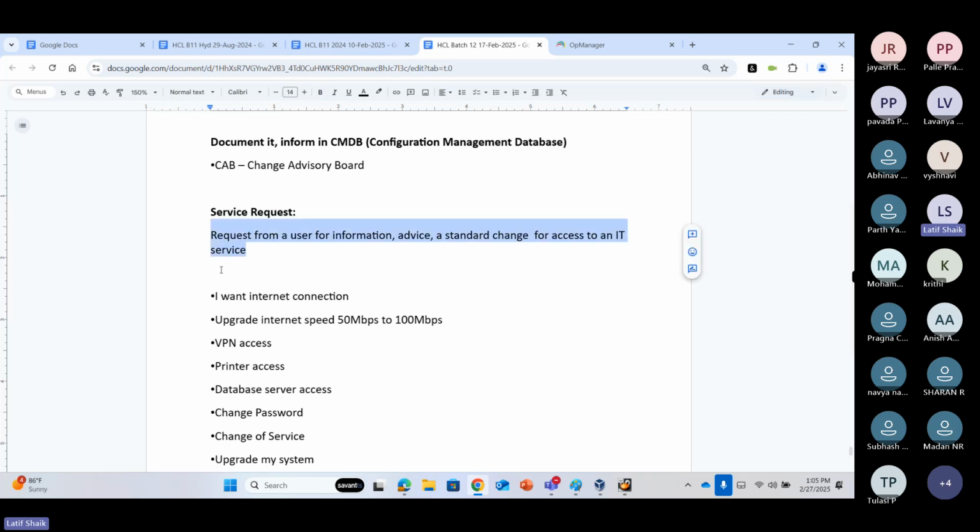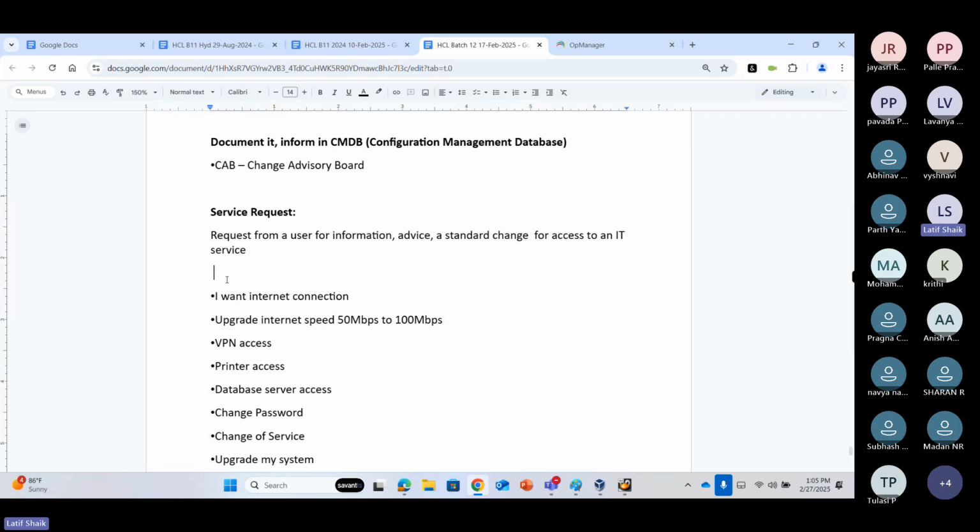It's very simple to understand. A service request is a request from a user for advice, a standard change, or access. So what is a service request? I need some information, some advice, or a query, or some change is required, or some access permission. I want printer access. I want internet access. I want to change my services. I want to change my access permissions.